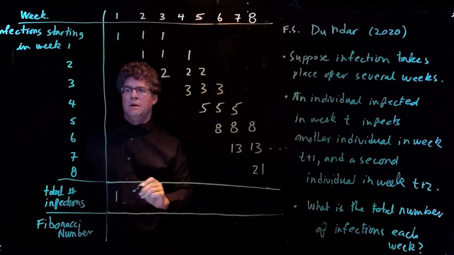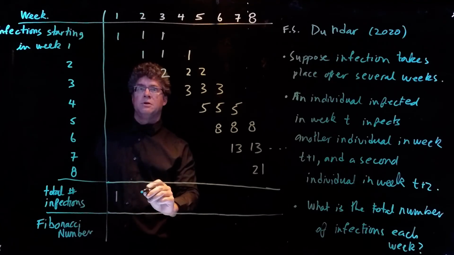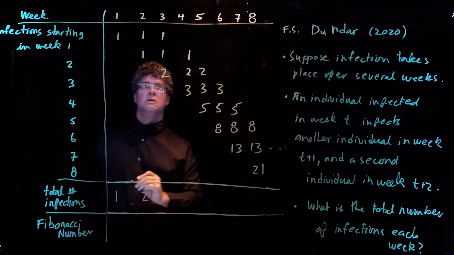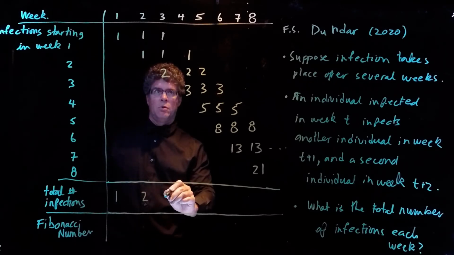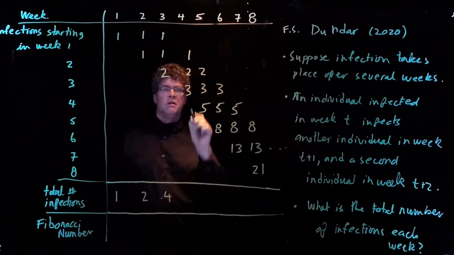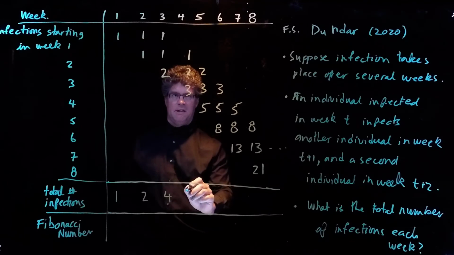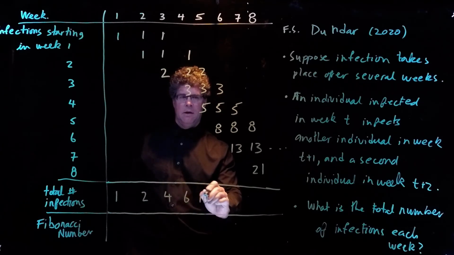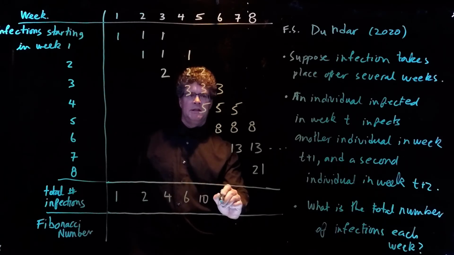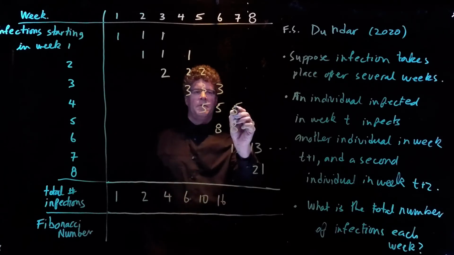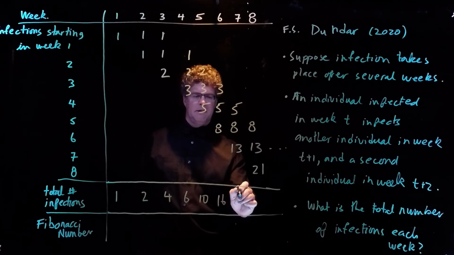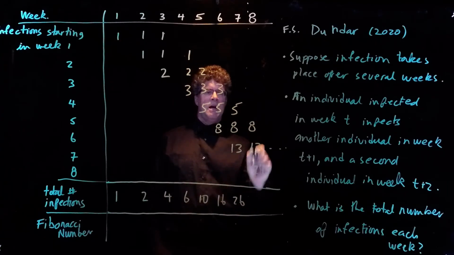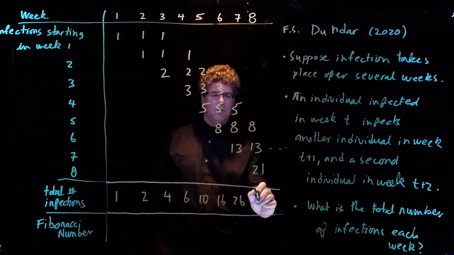In week 2, we have 2 infections. Then we have 4. Then we have 1 plus 2 plus 3 is 6. Okay, then we have 10, 16, and 5 plus 8 plus 13 is 26. And in week 8, we have 8 plus 13 plus 21 is 42.